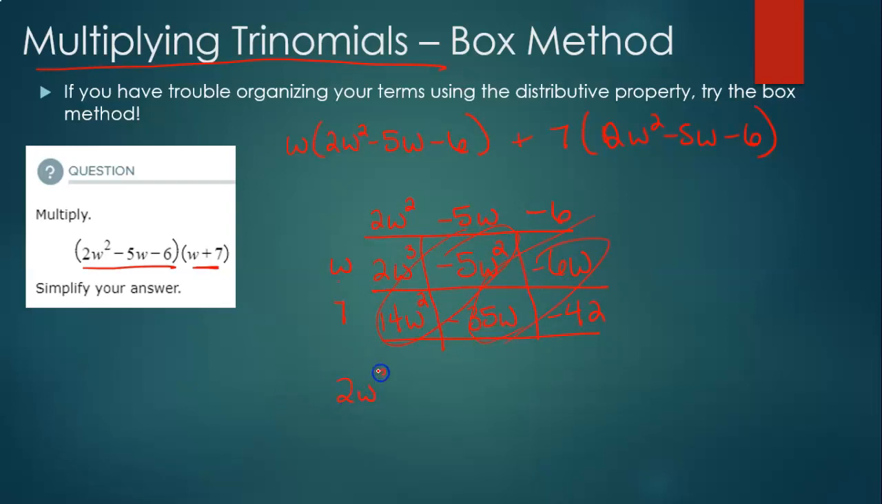So 2w to the third doesn't have any like terms. 14w squared plus negative 5w squared is 9w squared. Negative 35w plus negative 6w is negative 41w. And then the negative 42 doesn't have any like terms. That's the exact same answer I would have gotten had I distributed. It doesn't matter to your teacher which one of these methods you use, as long as you use one that works for you.